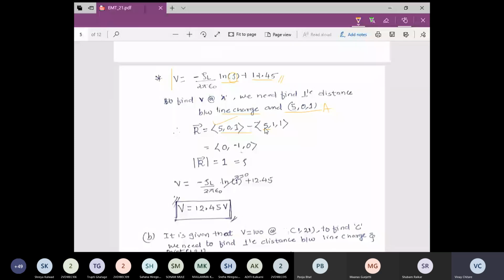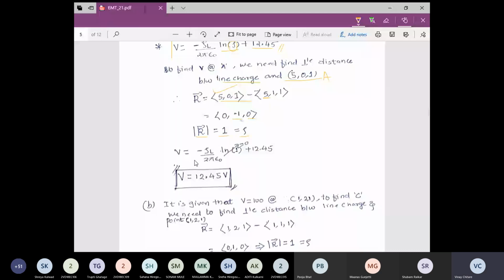So now 5 minus 5 is 0, 0 minus 1 is 1, and 1 minus 1 is 0, and hence the magnitude of this is 1. The perpendicular distance magnitude is 1, so rho is 1. Okay, so if you plug that in, you can see that ln of 1 is 0, and hence the potential is 12.45 volts.